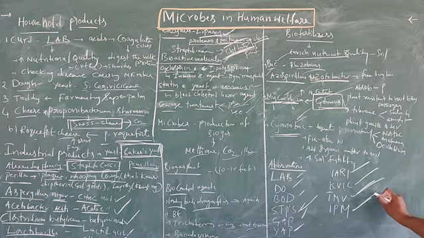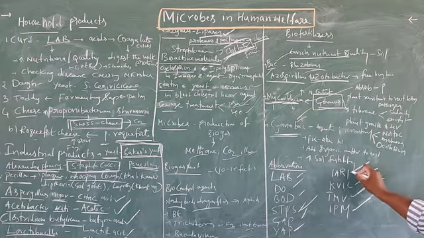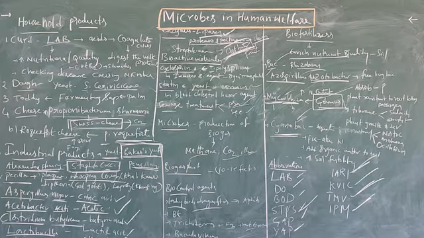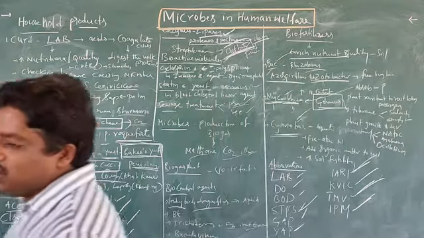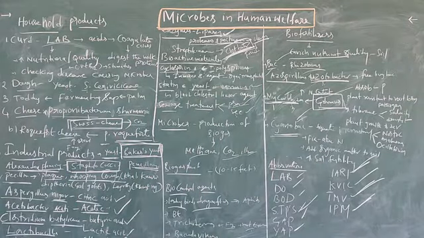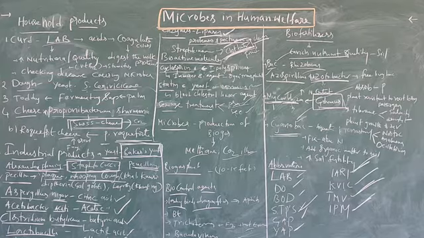IPM means Integrated Pest Management. IARI means Indian Agriculture Research Institute. So these are the microbes in human welfare. A number of these microbes can be asked in the examination. Next we are going to strategies for enhancement of food production.